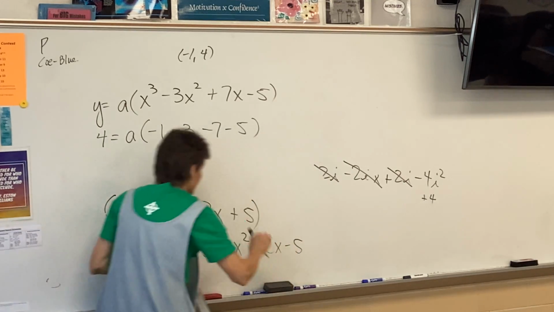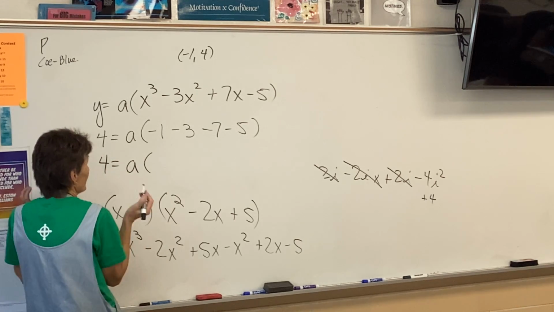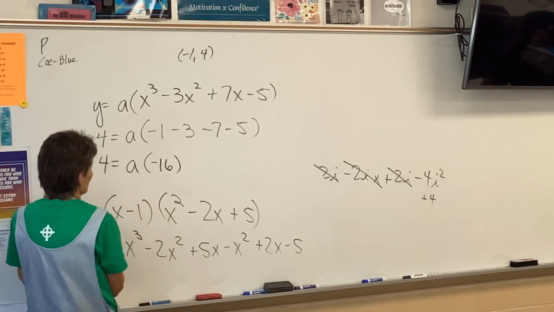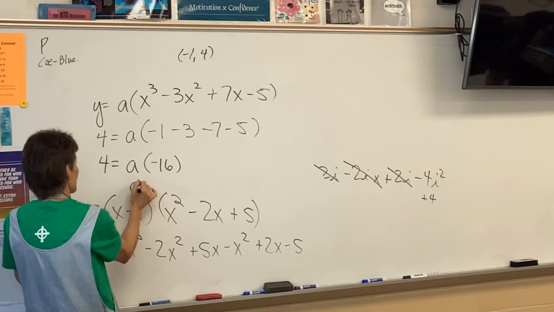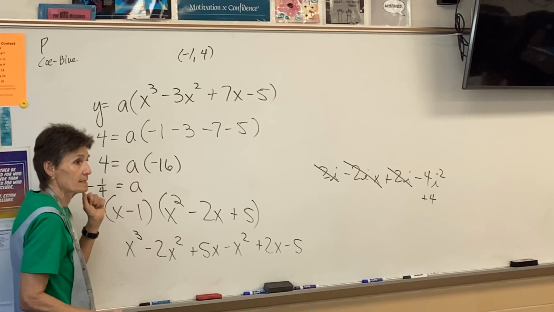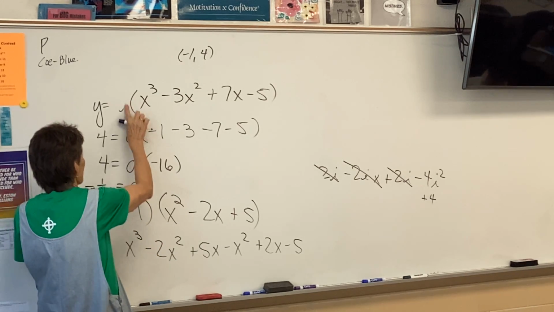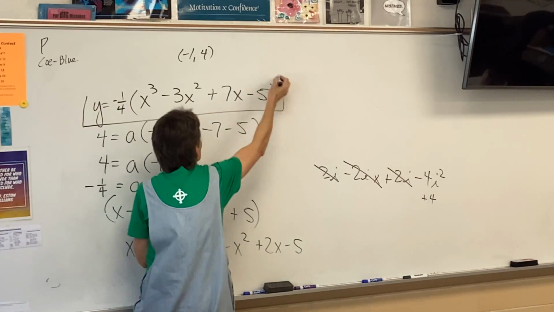This is tedious, I know. It's a bad thing to be doing right before we leave for break, but it is what it is. What do we get? Negative 16? 4, yeah. So it looks like my coefficient is negative 1/4, 4 over 16. And the answer to the question then is right here.